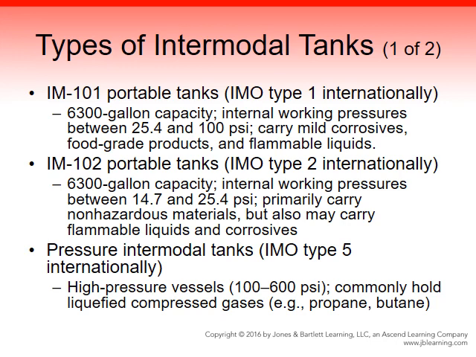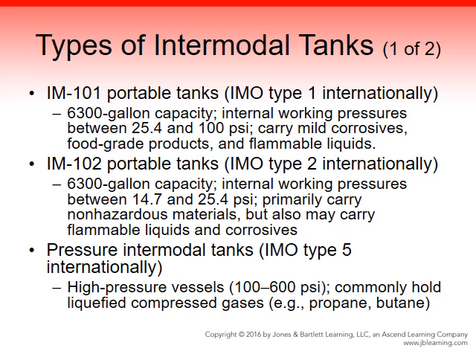Types of intermodal tanks available. You have an IM 101 portable tank, and this is known as a Type 1 internationally. It has a 6,300 gallon capacity and an internal working pressure between 25.4 and 100 psi. It carries mild corrosive, food-grade products and flammable liquids.